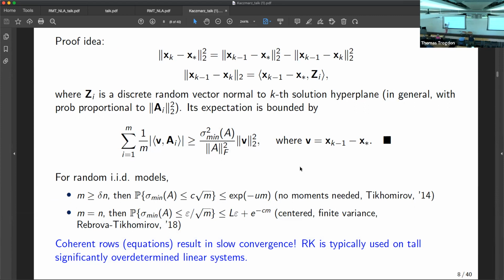The idea, which will also be important for us later, is that the progress of the iterate from k-1 to k is quantified by the step size. It's precisely the distance between the previous and this iterate because of the right angle. This can be written as a scalar product with the random vector, which is the normal to the kth hyperplane. It's random because we sample the next hyperplane at random. Then the expectation can be written as the expectation of a discrete random variable. It's an average over samples, and it can be lower bounded by the smallest singular value of the matrix. That's simple. If you have non-uniform rows, then instead of 1 over m, we'll have the sampling probability, leading us to the same result.